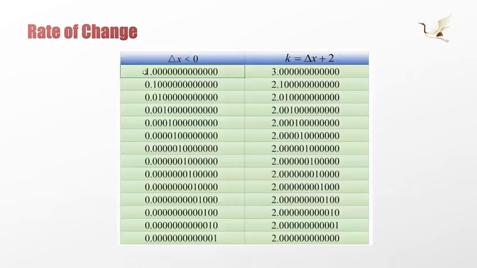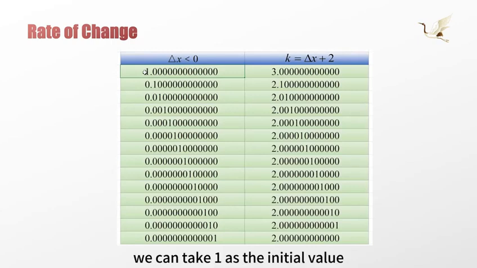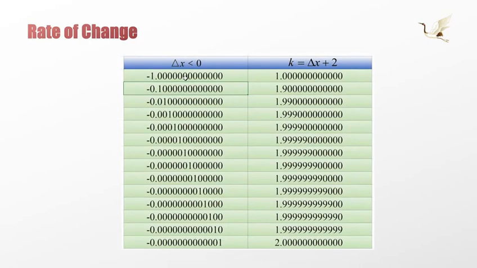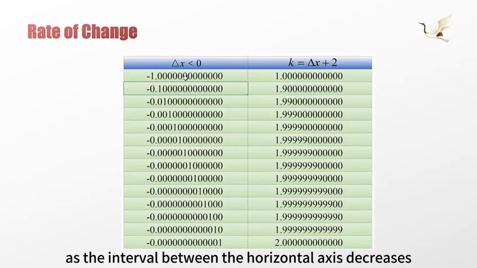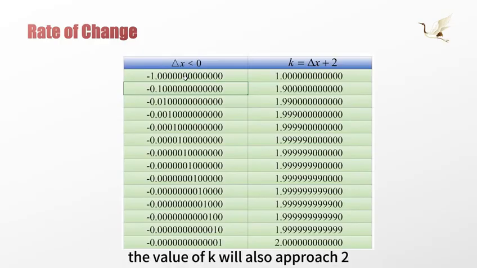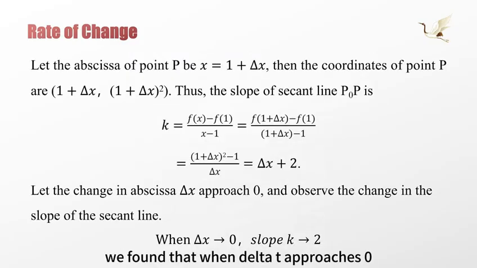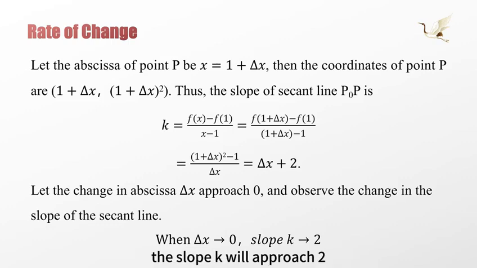We make the horizontal axis change delta x approach 0 and observe the change in the slope of the secant. When delta x is greater than 0, we can take 1 as the initial value, and then take 1/10 of the previous value each time as the new delta x value to see how k changes. It can be seen that as delta x decreases, the value of k will gradually approach 2. When delta x is less than 0, we also perform a similar operation. It can be seen that as the interval on the horizontal axis decreases, the value of k will also approach 2. Through the demonstration just now, we found that when delta x approaches 0, the slope k will approach 2.